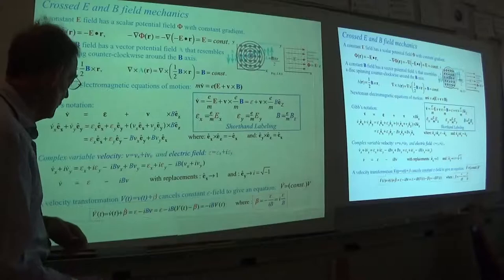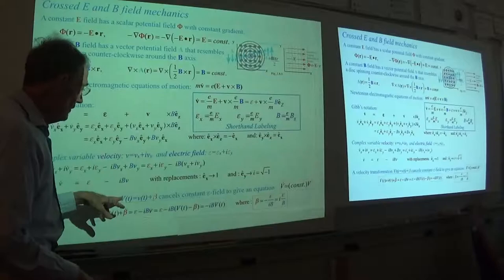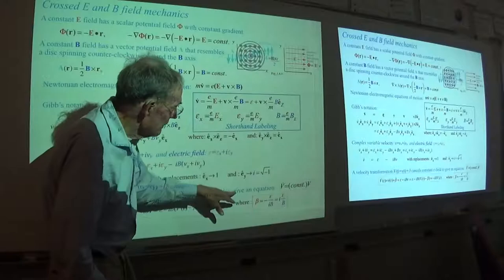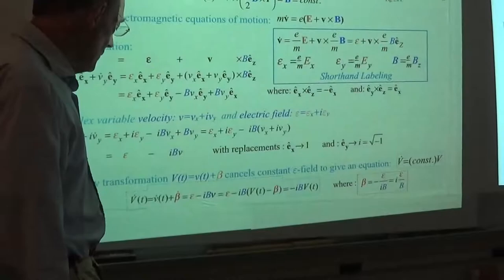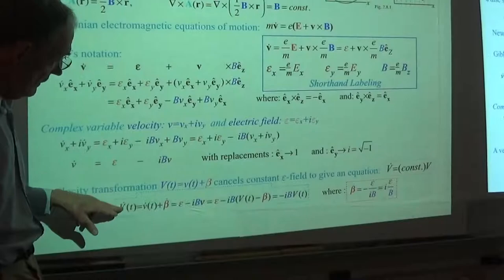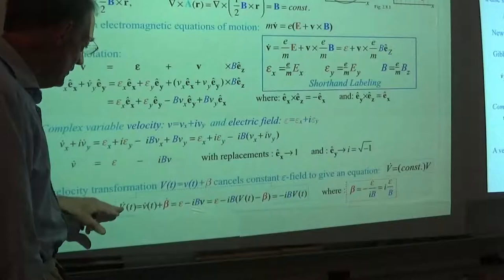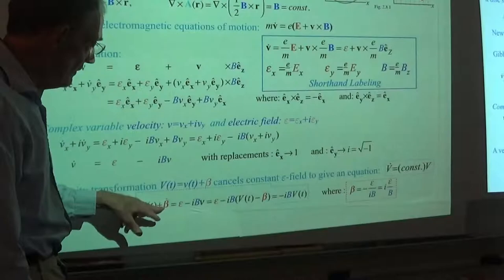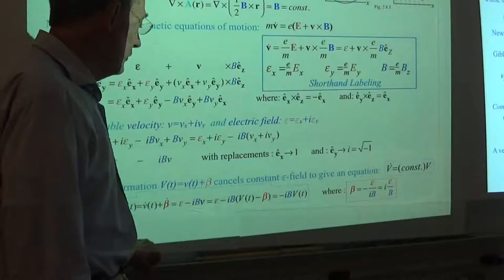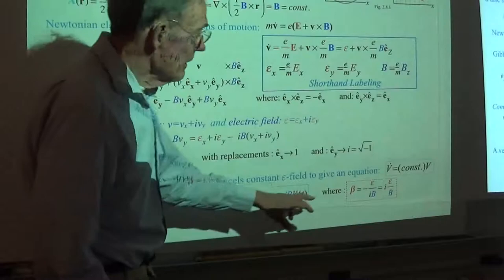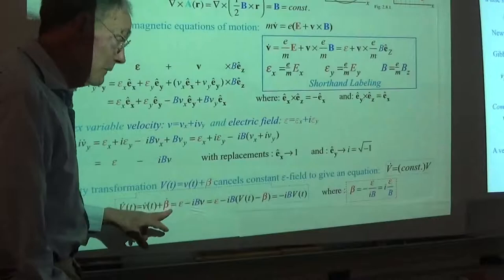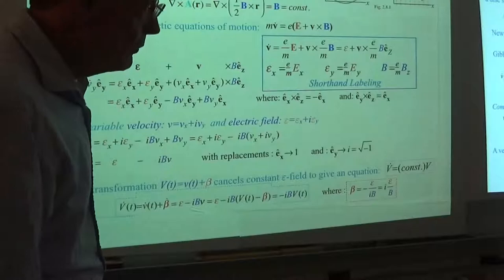So what we're doing here is we're seeing that there's going to be a velocity of this thing. And what I want to do is cancel the constant E field to give a really simple equation. Okay, so basically what I'm going to do is, this is sort of a boost. I want to define a large V, uppercase V derivative, V dot, as my ordinary V dot plus something. I'm trying to make this equation just be this thing, and by doing that, I have to add a real part and an imaginary part, beta, and it's the derivative of that actually that I'll be interested in. So that is what makes this thing go.